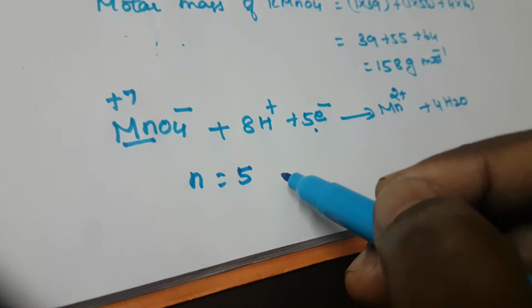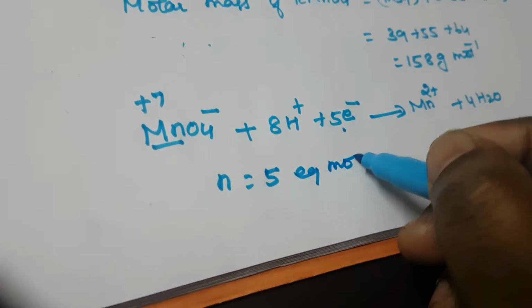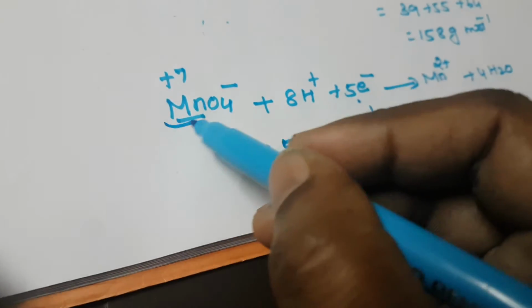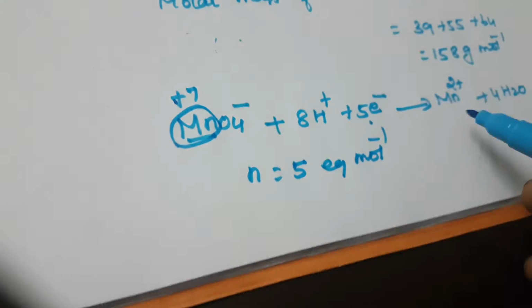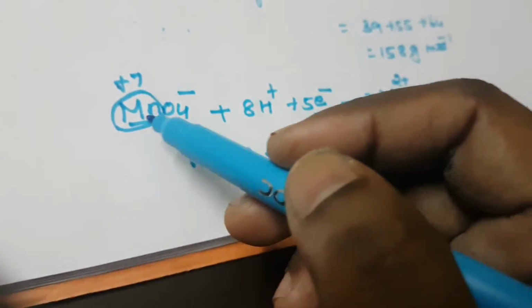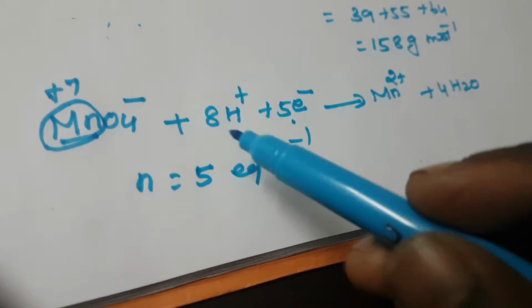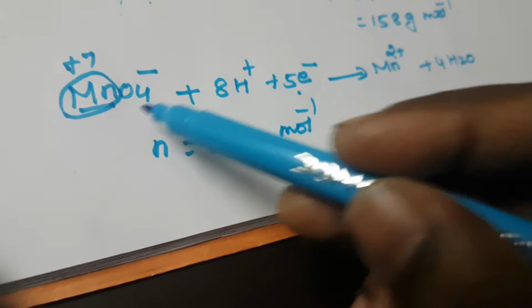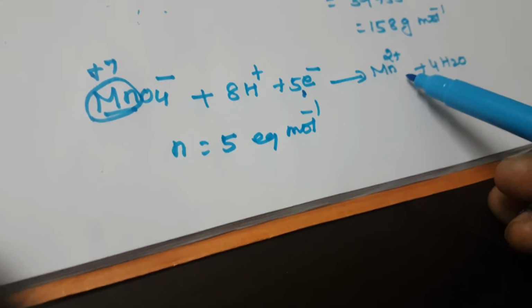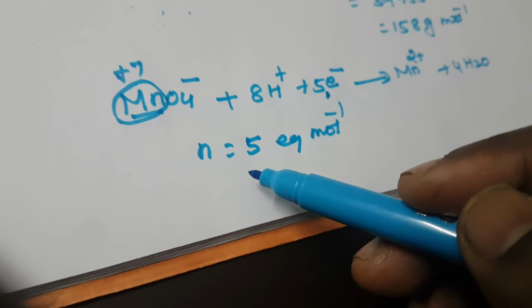So the number of electrons is 5, that is 5 equivalent mole⁻¹. Here the oxidation state of manganese is +7, and here the oxidation state of manganese is +2. We will study how to calculate oxidation states in a later lesson. So n is equal to 5, five electrons are gained, and it is reduced to Mn2+.